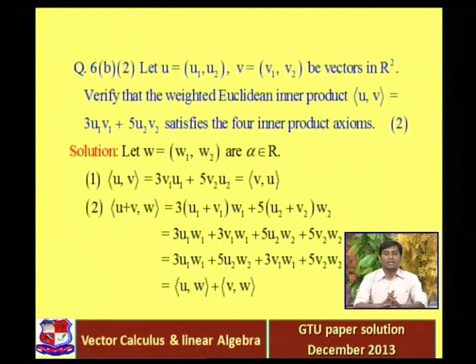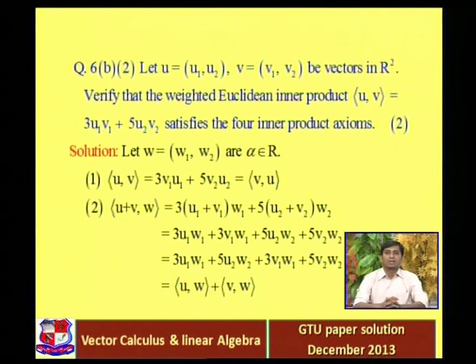So let's try to prove all the 4 axioms which we have to prove here. First one is the commutative law. We also need another vector, because u and v are already given in the statement, u = (u1, u2) and v = (v1, v2). So let's take a third vector, let w = (w1, w2), which we need to prove these 4 conditions. And let alpha be any scalar, so alpha belongs to R.